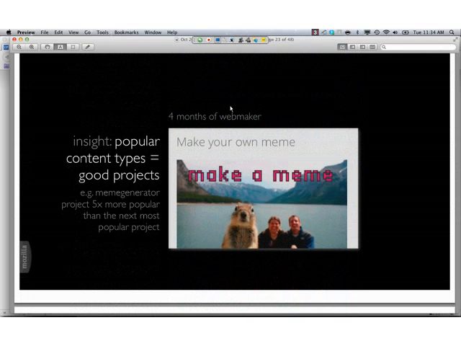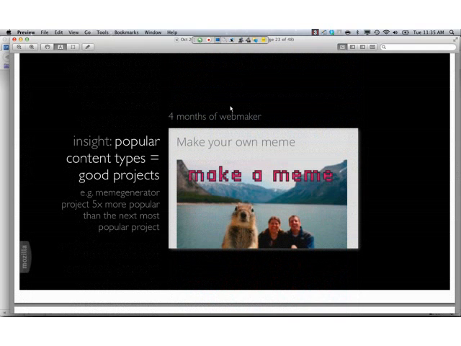Next insight, popular content types lead to good projects. And by good projects, I mean ones that people like and share and do and actually take on. So the meme generator, when it was put in the Firefox channel, got 3,500 likes in less than 48 hours, and 2,200 people came and did it. And that made it 5 times more popular than any other project that was in the gallery at that time.